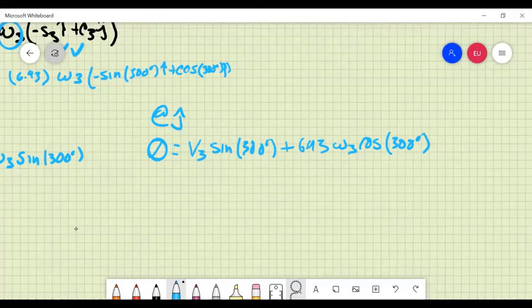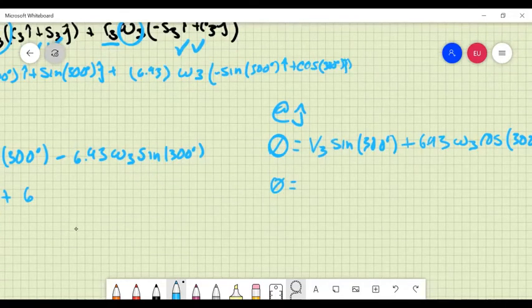Let's go to this one. I have 0 equal to... But the omega... Oh, I'm forgetting the omega 3.